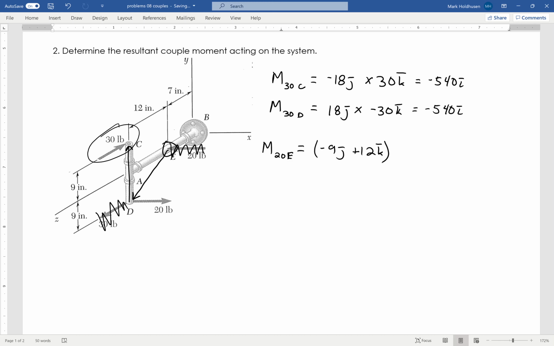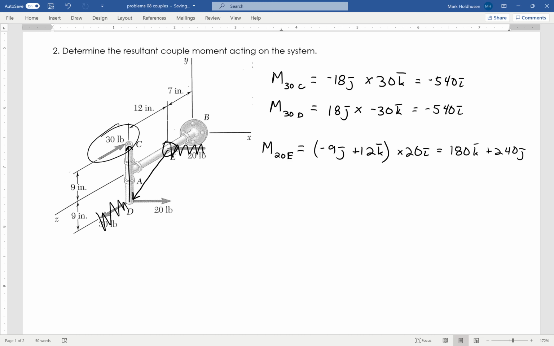Of course, this upper 20-pound force doesn't go away. The only one I have is that 20 pounds down there. And that is in the positive X direction. So I cross it with 20i. Okay. When I do that cross product, I get 180k plus 240j.